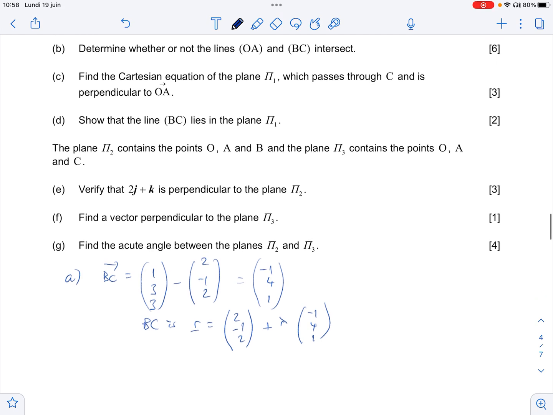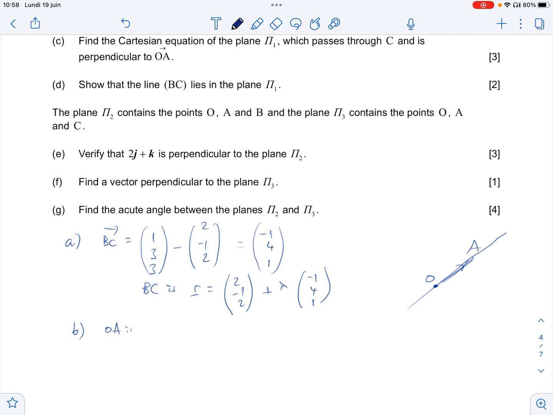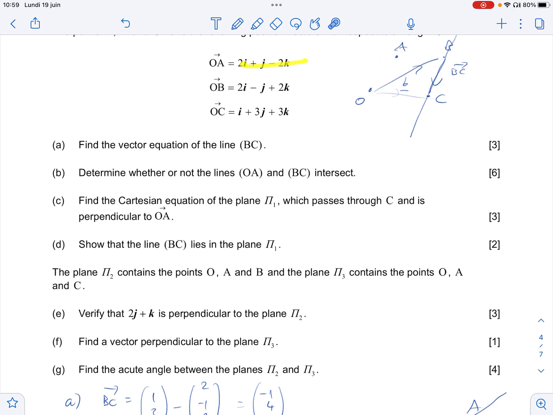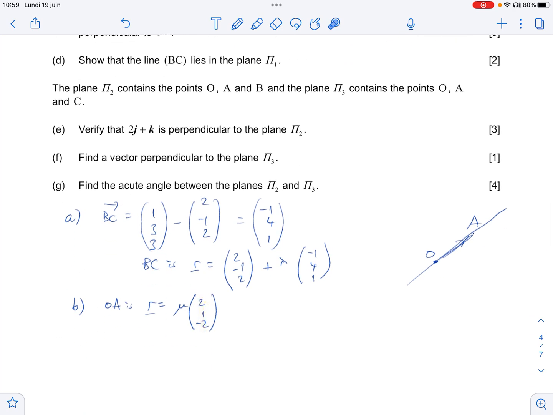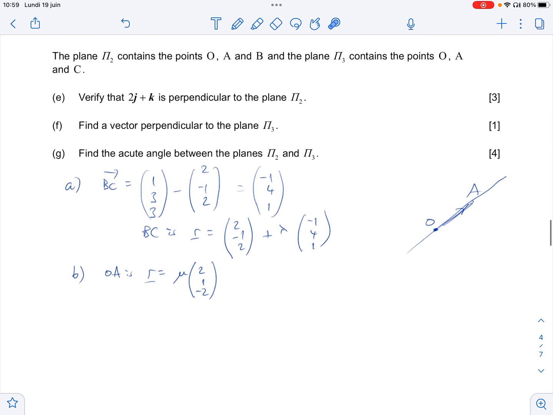Part B, you determine whether or not the lines OA and BC intersect. Well, we need to find OA. I just need the vector OA, and to get onto it, I don't do anything. It's 0, 0, 0. So OA is r equals 0, 0, 0 plus mu lots of, use a different variable because we've got a different multiple, of 2, 1, negative 2, which is our OA. So we get a multiple of that.